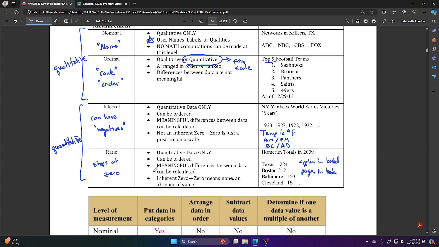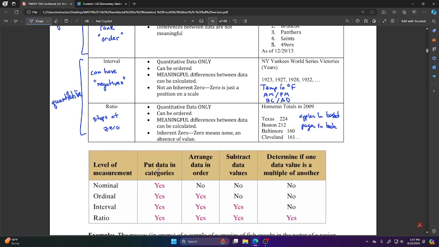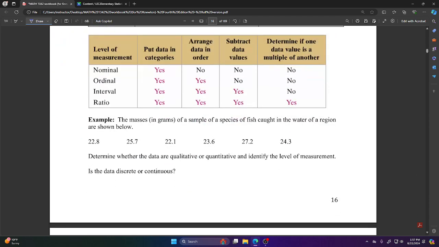Cool. So what I'm going to do with these next questions is it's ABCD essentially. We're going to reference back to this. I probably won't scroll every time, but y'all have it, so you can flip the book. Cool. Let's do this. The masses in grams of a sample of species of fish. And so this is masses. This is kind of like weight. I don't want to say it's weight, but you get the idea. It's how big they are. Determine whether it's qualitative or quantitative, and then discrete, continuous, and then also which of these 4, essentially. So first off, is this qualitative or quantitative?